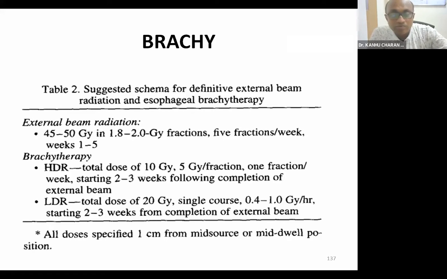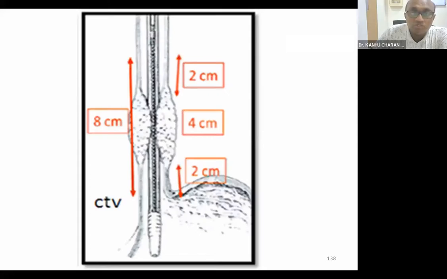starting the radiation 2 to 3 weeks after completion of external beam, 5 Gy per fraction, 2 fractions, which gives an adequate dose to the mid-esophagus. So this is the best thing we can do when the surgeon denies surgery after the protocol. So for your 4 centimeter growth, give a margin of 2 centimeters upper and lower, and your treatment area should be 8 centimeters. So this is for the brachytherapy.